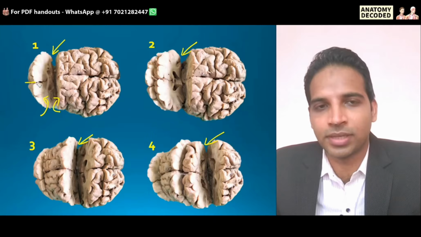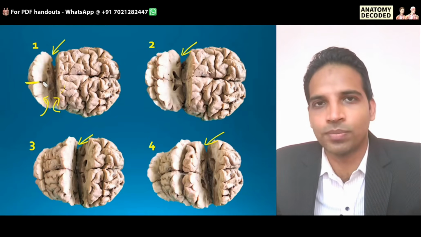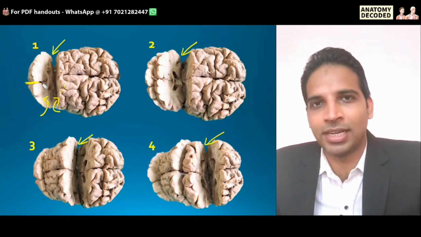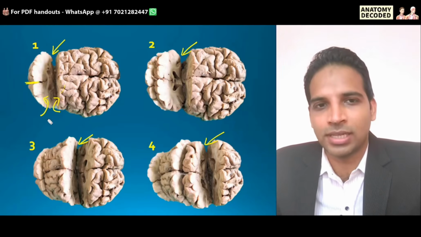So first of all, let me explain to you how these sections were taken. Here there is a space between the two cerebral hemispheres that is referred to as the longitudinal cerebral fissure. We can pass a brush in between these two cerebral hemispheres in this space, and that brush will go and reach up to the genu of the corpus callosum. Okay, and if we take a section directly at the genu, this kind of section will come. Okay, if we go 1 centimeter behind it and then take a section, this section will come.